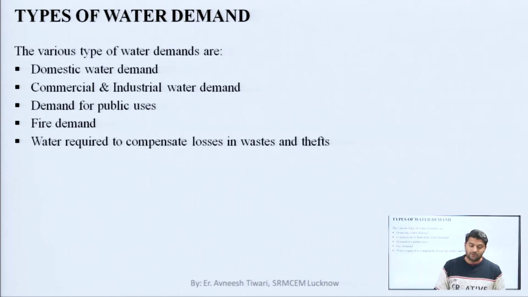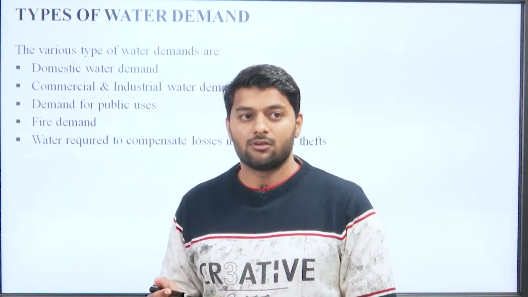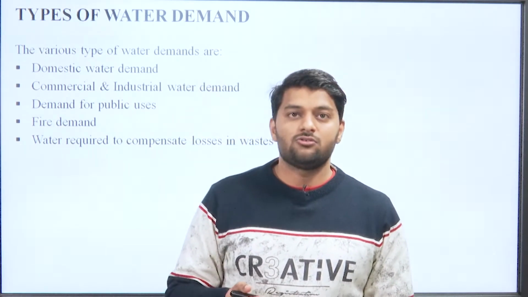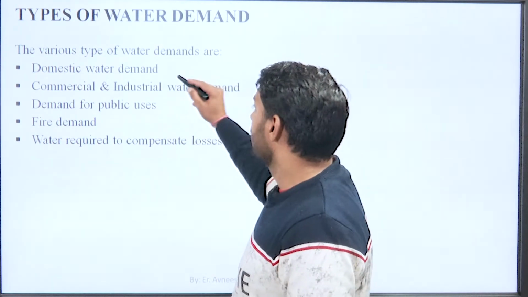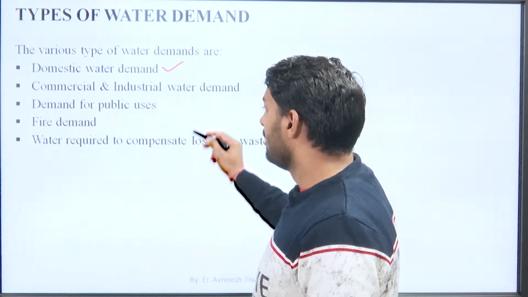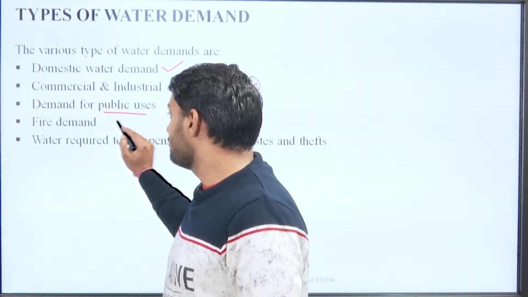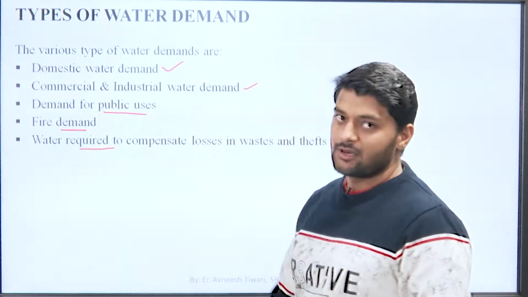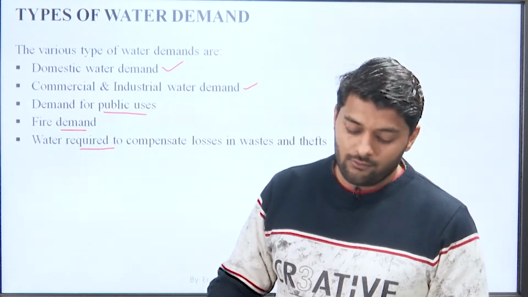Okay. Next one is, what are various types of water demand? So depending upon the different places where we are going to consume water, the water demands are further classified into domestic water demand, commercial and industrial water demand, demand for public uses, fire demand, and water required to compensate the losses. So these are the classifications or types of water demand.